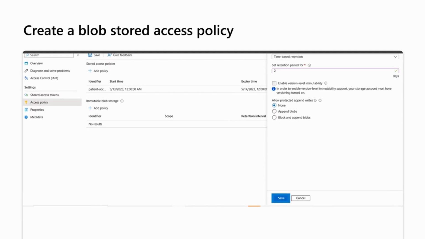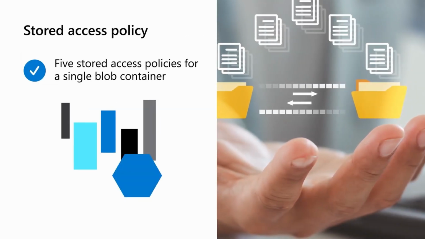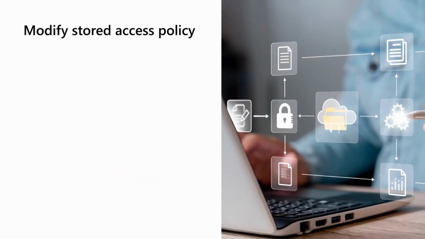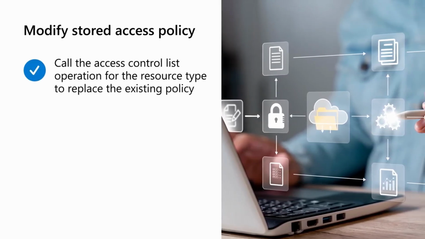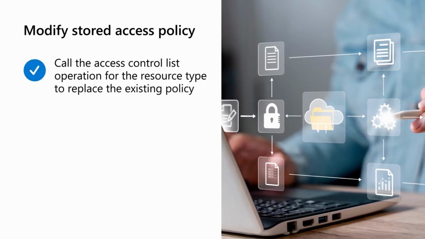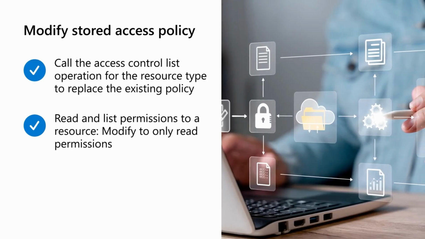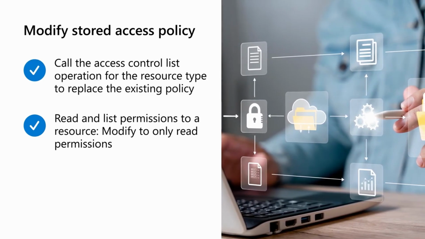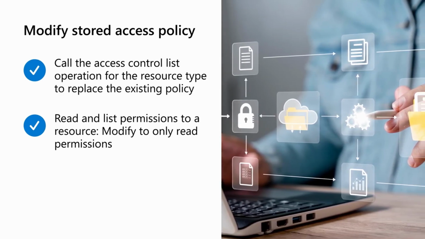Next, the stored access policy is added to your SAS. Note that you can have up to 5 stored access policies for a single blob container. You can also modify the stored access policy. To modify the parameters of the stored access policy, you can call the access control list operation for the resource type to replace the existing policy. For example, if your existing stored access policy grants read and list permissions to a resource, you can modify it to grant only read permission for all future requests.